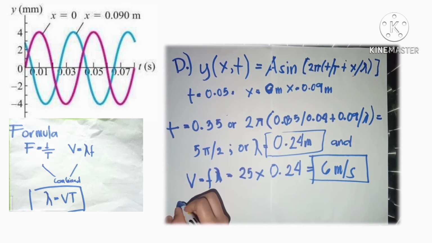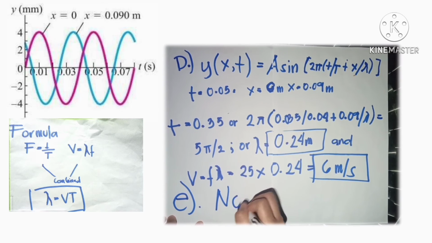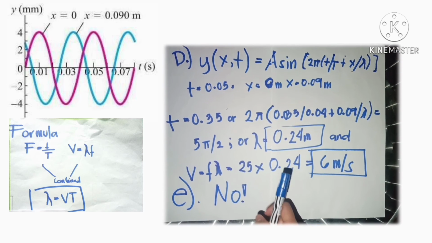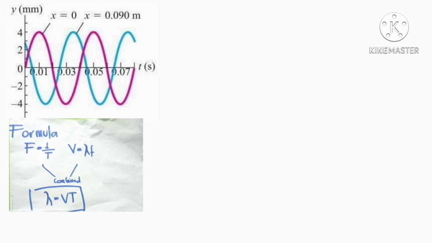For the last question, our answer is no. It is not possible because we cannot determine which peak is the consecutive peak. So we cannot determine the time between the two peaks of the two points.